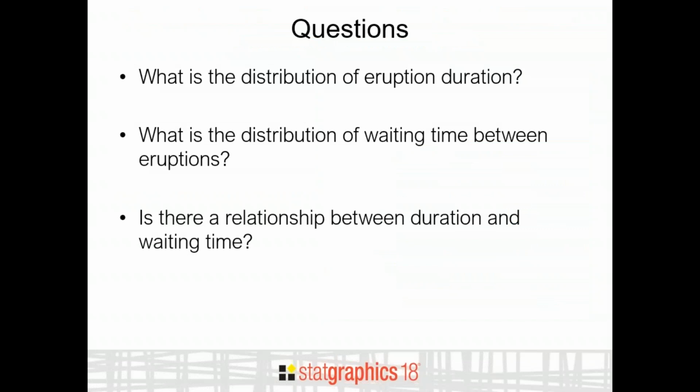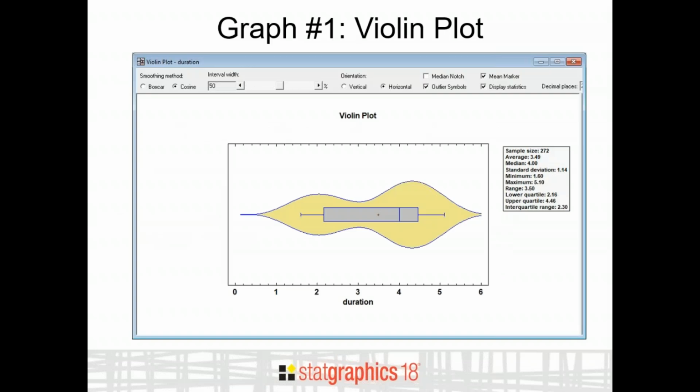First off, it's interesting to ask, what is the distribution of the duration of those eruptions? Secondly, what is the distribution of the waiting time between eruptions? And finally, an interesting question might be, is there a relationship between duration and waiting time? Now, the first graph I've selected, we'll call this graph number 1, is something called a violin plot.